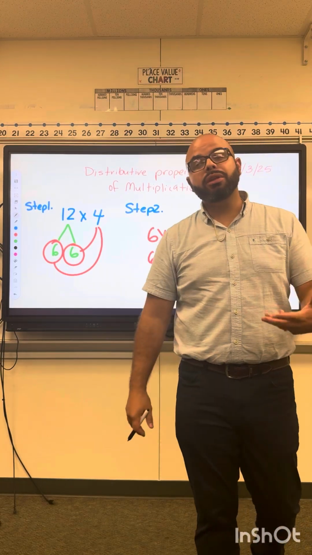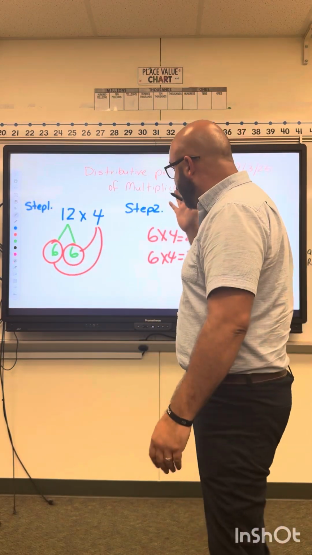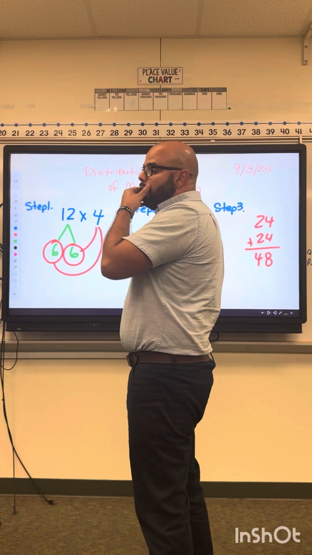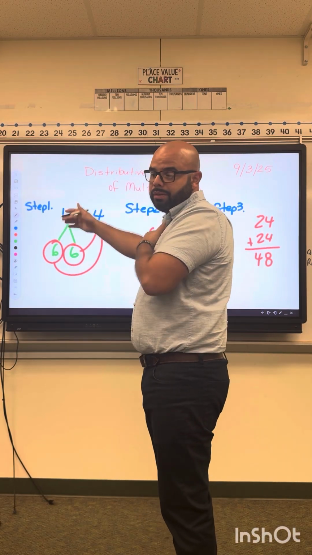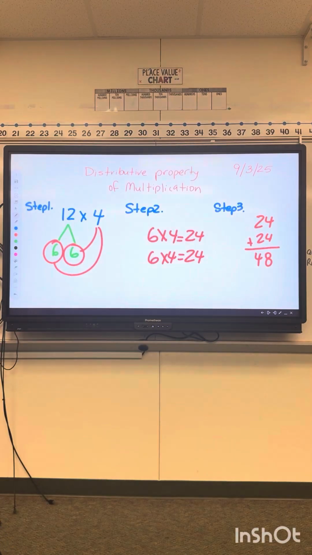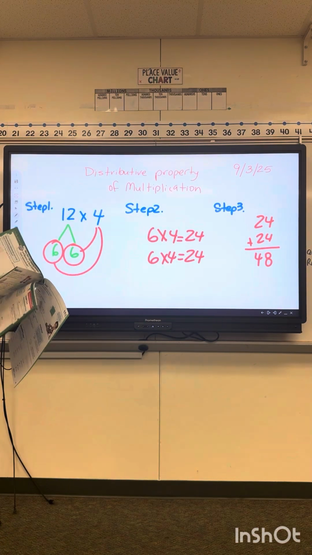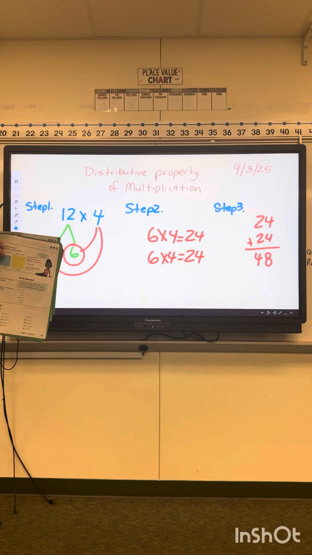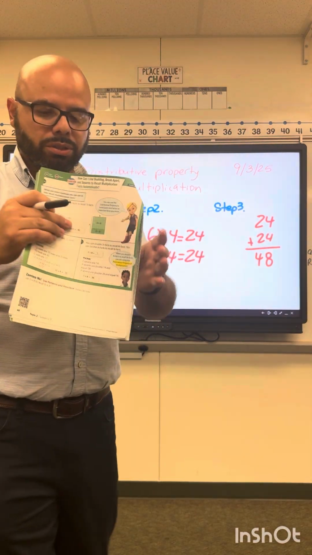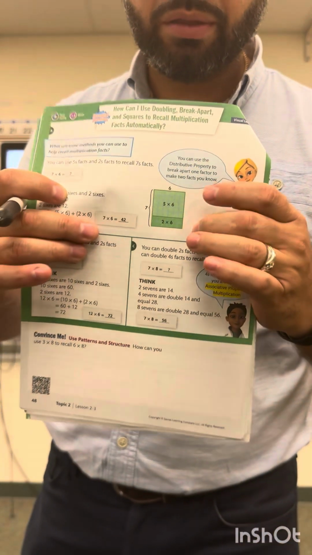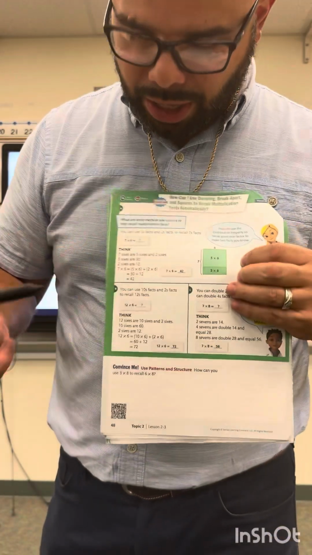So a lot of them did use it. I'm not going to lie to you, a lot of them liked it and used it to solve bigger problems like that. Now, that was lesson 2. Lesson 3 was using this, but they used models this time, so it wasn't really much of a difference.